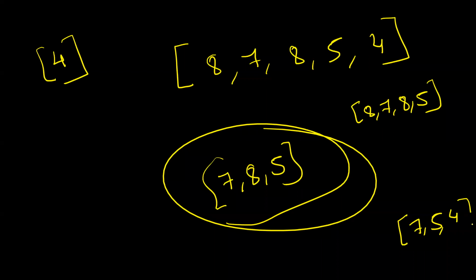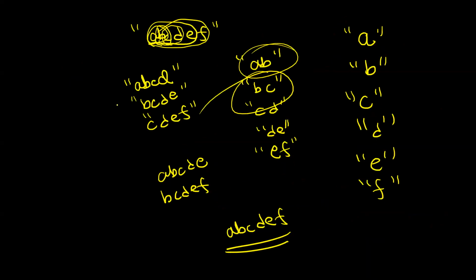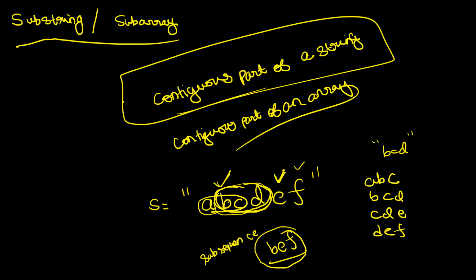7, 5, 4. No, this is not a valid subarray because you have skipped 8, right? So all the numbers are not taken one after the other. So this is not a continuous part. After 7, you have skipped the number. So this is not a subarray. This is basically a subsequence. Okay, cool. So I think the concept of a substring or a subarray is clear to everyone, right? Substring is nothing but a continuous part of a string.